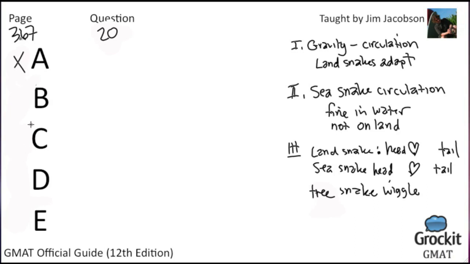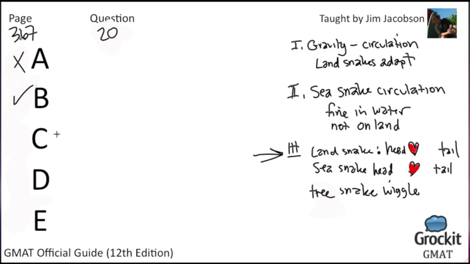B, their hearts are less likely to be located at the midpoint of their bodies than is the case with the sea snakes. Well, that's my little note here. I illustrated, maybe I should have done this in red. I could have made these little hearts red. The land snake has its head closer to its heart than the sea snake does. So that is in fact the case. Their hearts are less likely to be located at the midpoints of their body than is the case with sea snakes. So that actually sounds great. We'll keep it and double check the others.